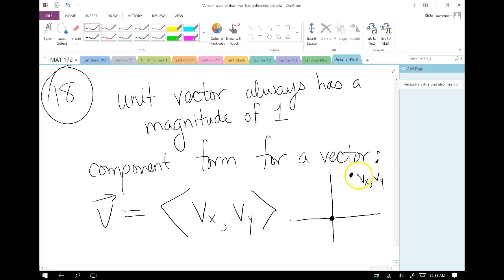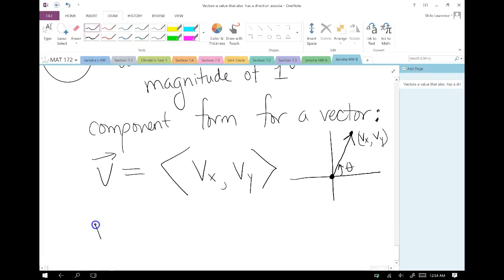But it's not as simple as just plotting the point. We're actually connecting them and drawing a vector. So this vector here has a magnitude represented by the length. It also has a direction represented by the angle. So that's one way that we can write a vector with its components. Another way is with the i and the j. So we could say v sub x i plus v sub y j.